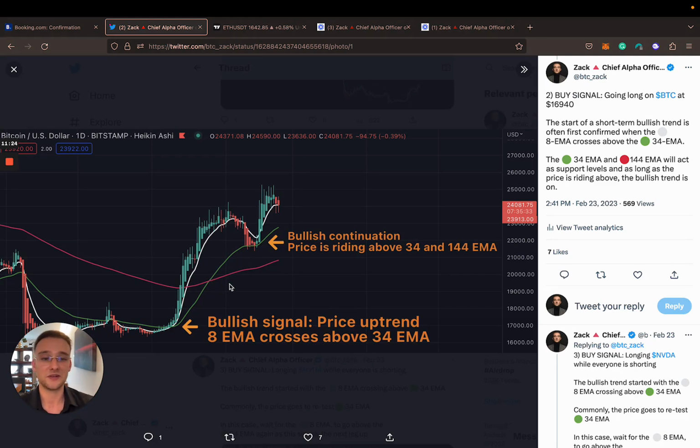The other indicator that we have here is actually the 34 EMA crossed above the 144 EMA, which in this case, again, signifies that we are entering into a longer term bullish price trend, where likely what you will see is that the 34 EMA and the 144 EMA will be acting as support levels, and the price will continue to ride above the 144 EMA and likely most of the time also above the 34 EMA. As long as the price is riding above these EMAs, you can expect bullish price action. You know the direction of the market is going upwards.